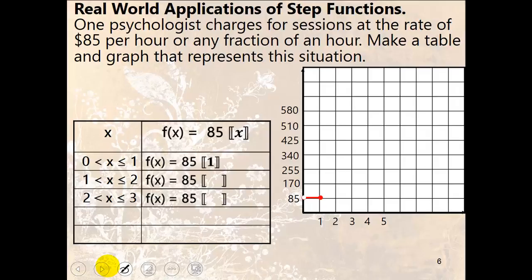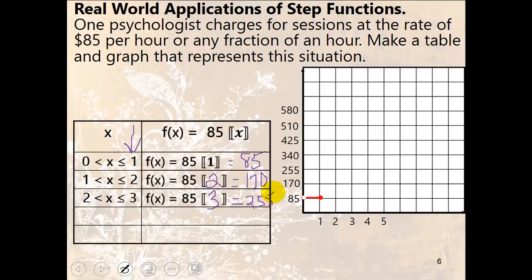So on this one, I'm actually going to plug in the upper limit here because of the way it's constructed. And I'm going to plug in a 2. And here I'm going to plug in a 3. So this is $170. And this one is what? $255? And it would go from there.